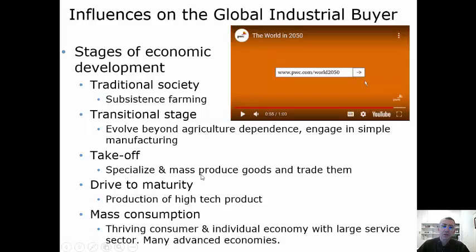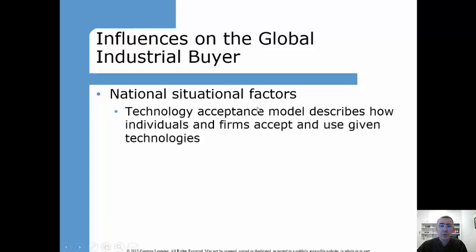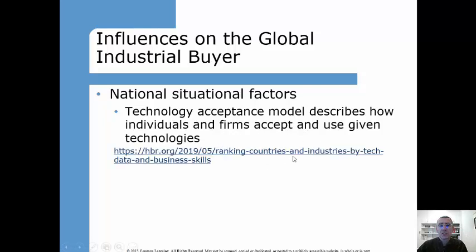There we go, for those of you who are interested. It's interesting. These are predictors based on data, trade, etc. So, influences again on the global industrial buyer: national situation factors also play a part. The technology acceptance model describes how individuals and firms accept and use given technologies. Not all countries are going to rank the same way in terms of use of technology. There are different ways of looking at this.